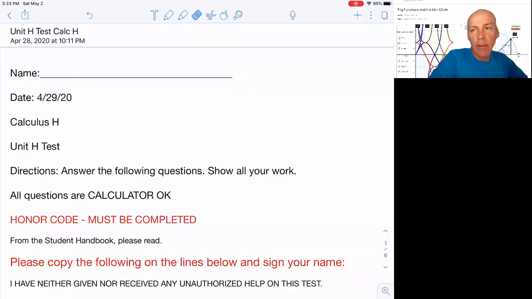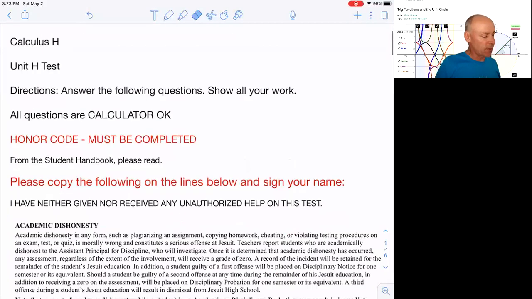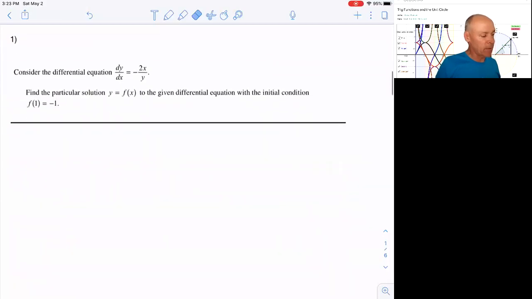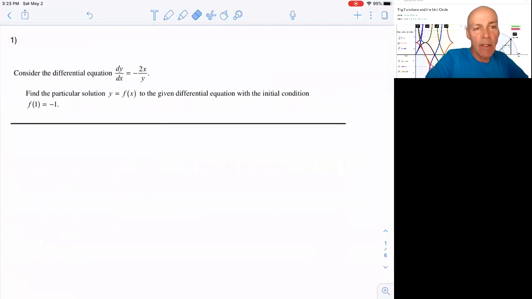Hey, I'm going to do a walkthrough of the worked out solutions for the last Unit H test that you guys took. So here we go. I'm going to dive in with problem number 1. It says consider the differential equation dy/dx equals negative 2x over y. Find the particular solution y equals f of x to the given differential equation with the initial condition f of 1 equals negative 1.